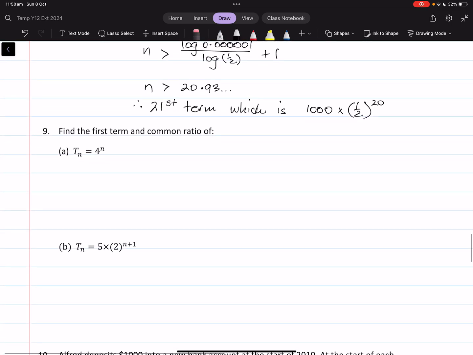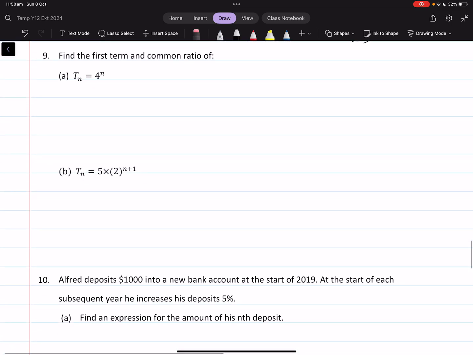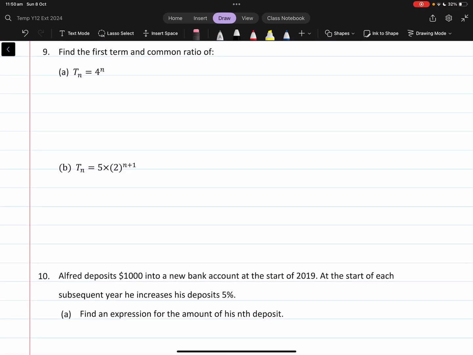Okay, number 9. Find the first term and common ratio of this. Now, there's two ways you can approach this. One is not maybe quite as clever as the other. So I'm going to show you the most common approach first, followed by a bit of a shortcut. What you can do is say that term 1 is equal to 4 to the 1, which is 4. Term 2 is equal to 4 squared, which is 16.